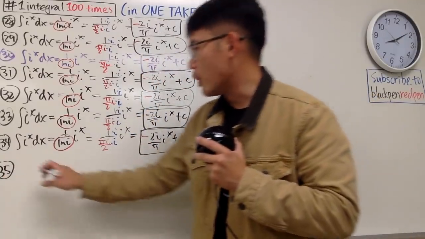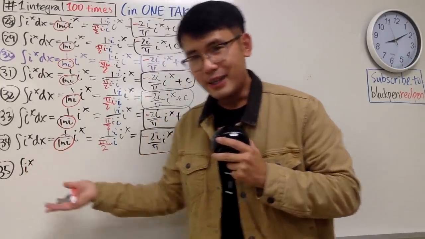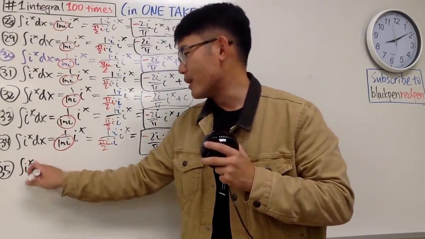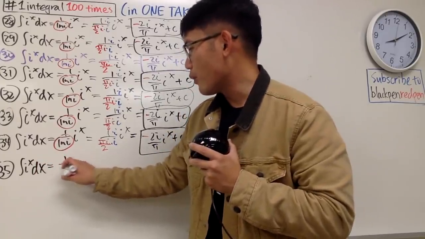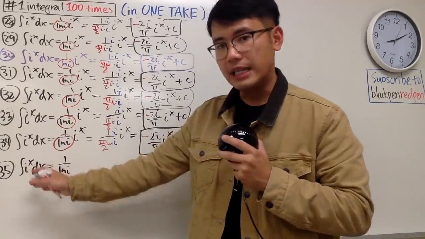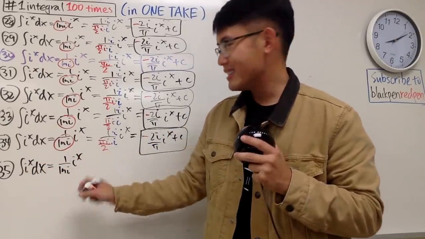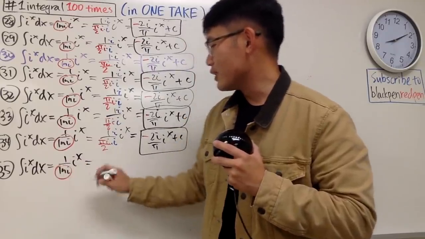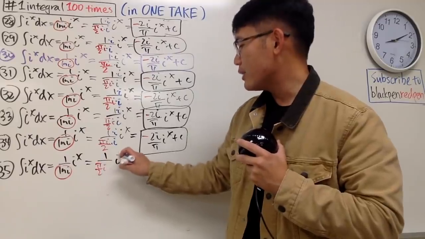Okay, number 34, we are going to be integrating the integral of i to the x power dx. So to do that, we are just going to get 1 over ln i, because the base is not e, so we have this. And then we have i to the x power. So that's it, seriously. But ln i is just pi over 2, so we have 1 over pi over 2i like this. And then i to the x power.